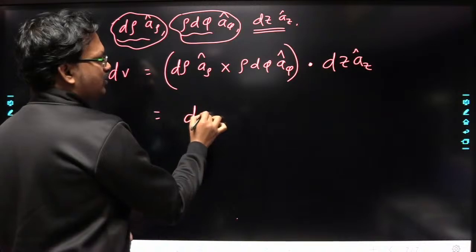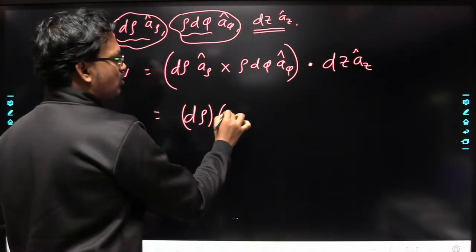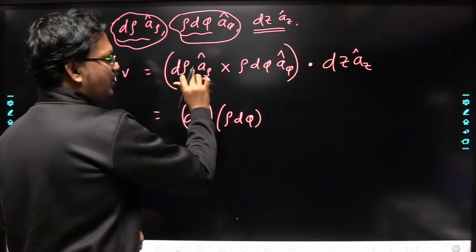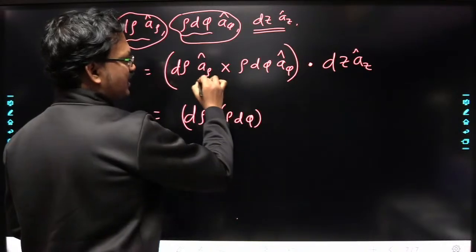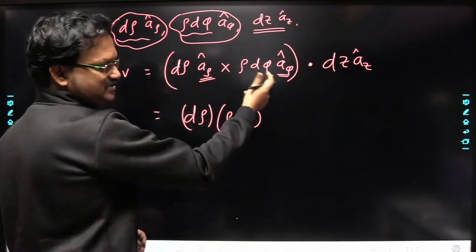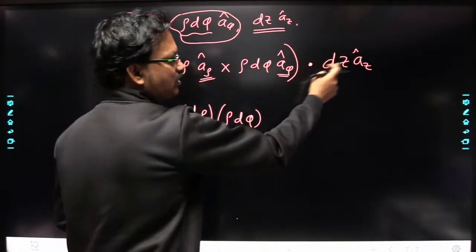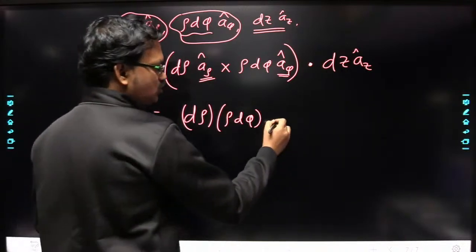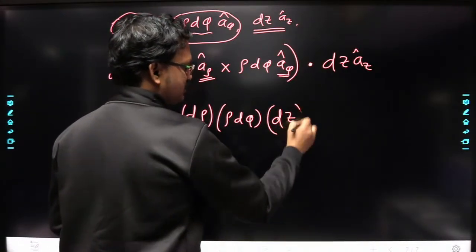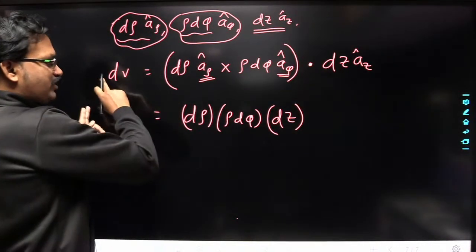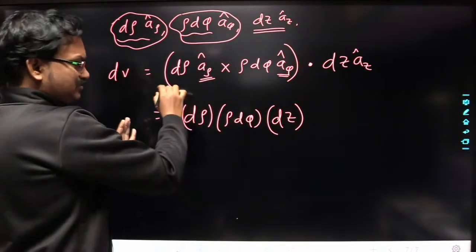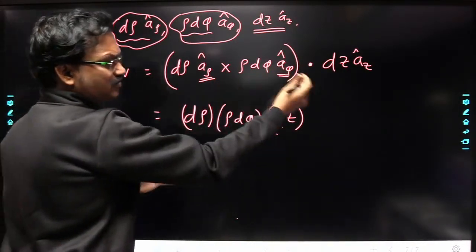So what you are going to get here? You are going to get d rho into rho d phi, a rho cap cross a phi cap is az cap. So az cap dot az cap will become 1. So you will get simply dz. Okay. So the differential volume is nothing but the resultant of the dot product or not.